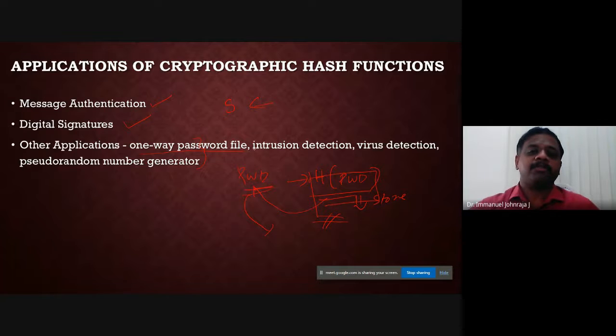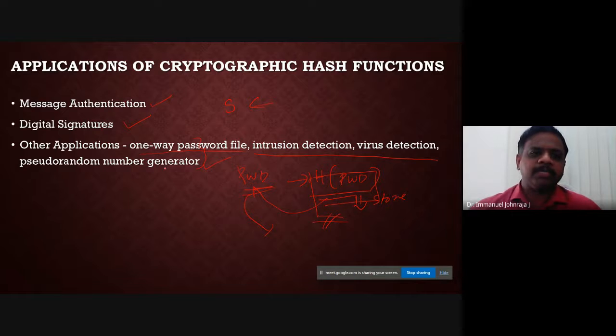Then this also can be used for intrusion detection and virus detection as well. The signatures of the activities can be used to find out whether this is a legal or illegal operation. And also you can go for the pseudo random number generator. You also can use the message digest or the hash function, because it is going to be a one-way trapdoor function. You can use it for random number generation as well.